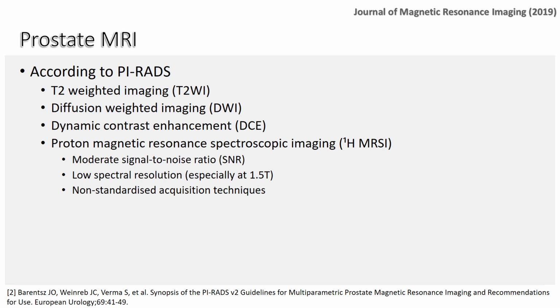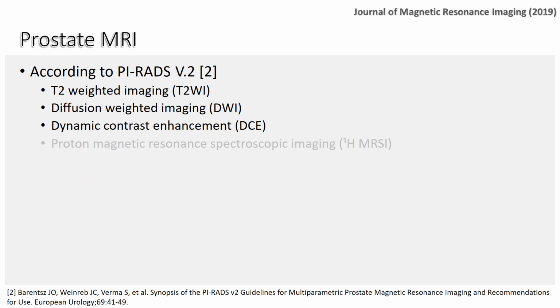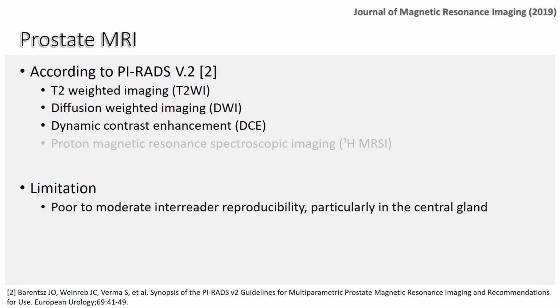MP-MRI based on the original PI-RADS consists of T2-weighted imaging, diffusion-weighted imaging, dynamic contrast enhancement, and proton magnetic resonance spectroscopy imaging. Conventional MRSI has significant limitations, including moderate signal-to-noise ratio, low spectral resolution, especially at 1.5 Tesla, and non-standardized acquisition techniques. Therefore, MRSI was removed from the latest version of PI-RADS. However, this version has poor to moderate inter-reader reproducibility, particularly in the central gland, where TRUS-guided biopsy can produce false negative results.